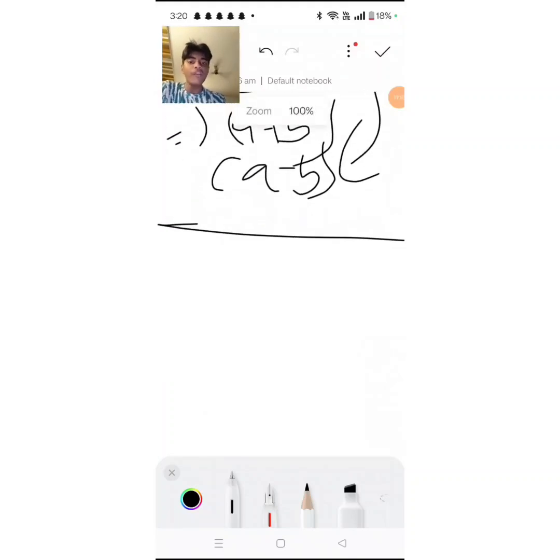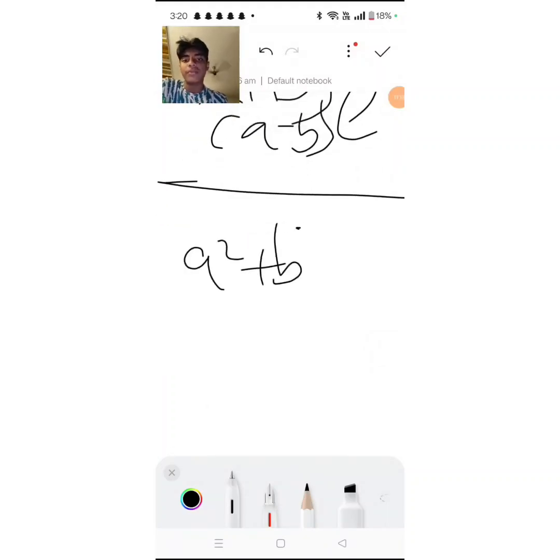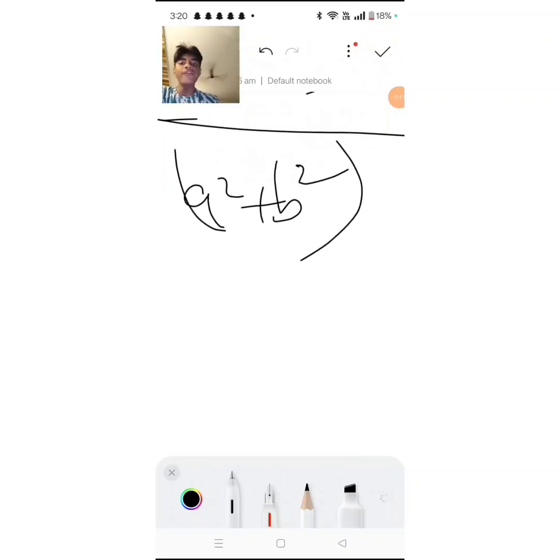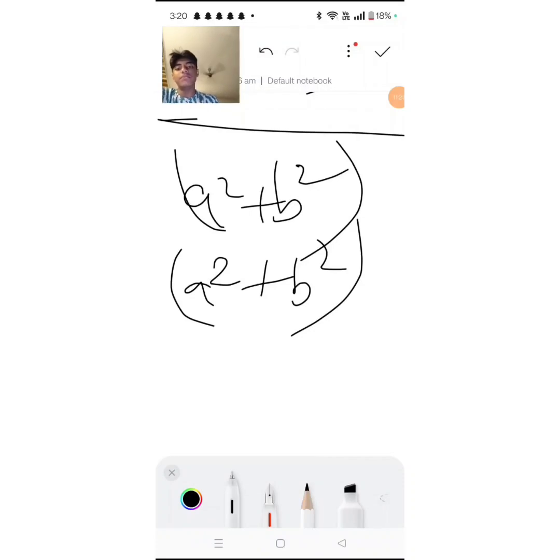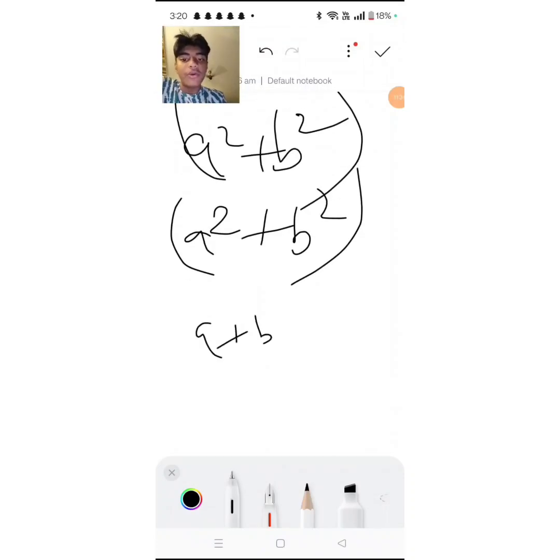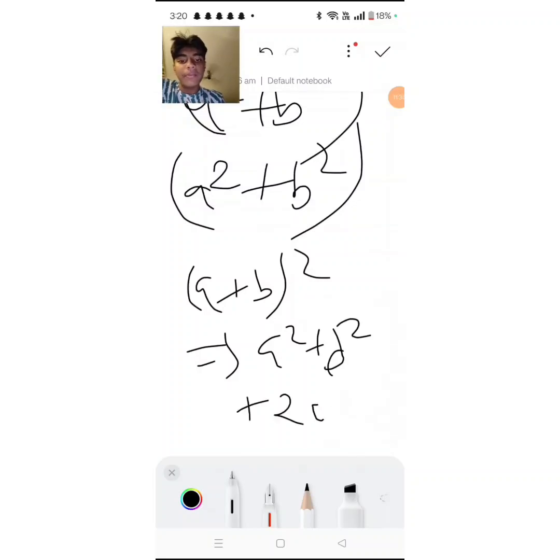Now, what if I told you there was something like a square plus b square? You've just been given this format. How do you factorize a square plus b square? There's nothing in common. But that's what you think, right? Now, you can actually factorize it because you know the identity: a plus b the whole square is ultimately a square plus b square plus 2ab. This is your basic identity. Everybody knows this, right?